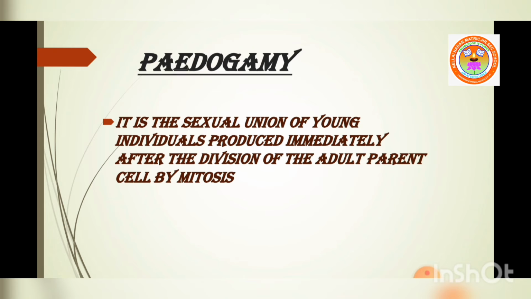So next, paedogamy. It is another type of syngamy. It's a sexual union of young individuals produced immediately after the division of the adult parent cell by mitotic cell division. So this type of syngamy is called paedogamy.